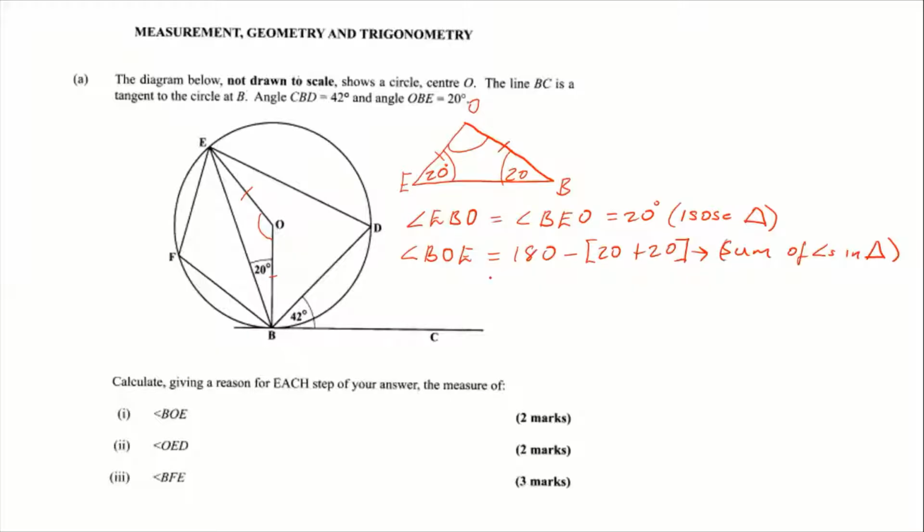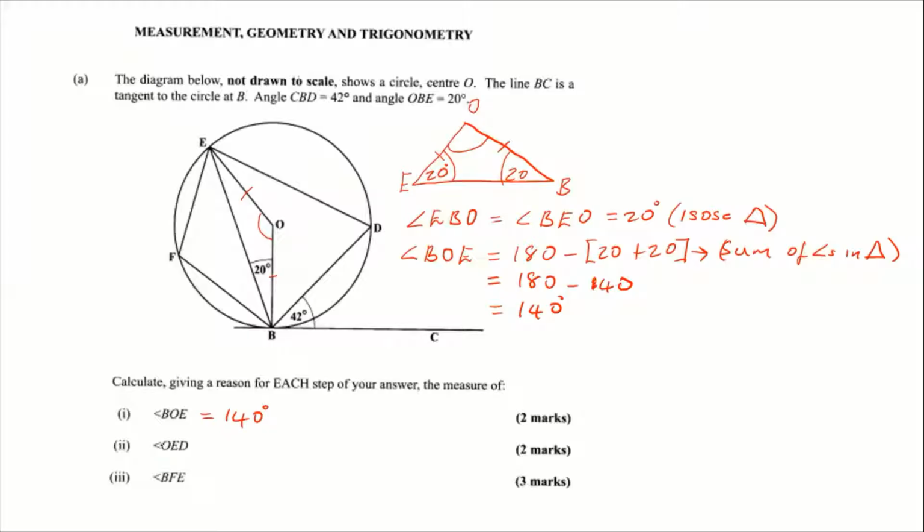Then we can work out this. So it's going to be 180 minus 40. All right. So 180 minus 40, that's going to give us 140 degrees. So we answer that and we'll get our 2 marks here. So this angle is equal to 140 degrees. All right, and you get 2 marks for that.